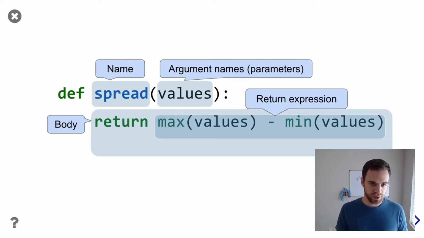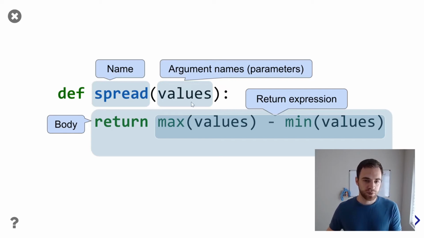Then I write parentheses and then give it a list of names for arguments. So we've seen that functions that we've used before require arguments. They require inputs. Now I have to specify what inputs I'm expecting, and I want to give them names so I can use them later.